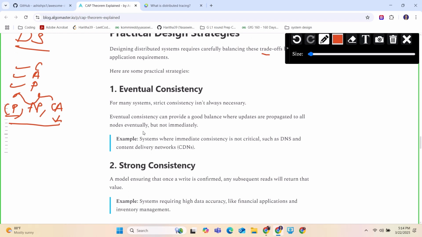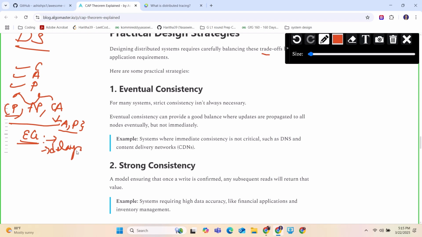Eventual consistency. What is eventual consistency? For many systems, consistency isn't always necessary. Eventual consistency can provide a good balance where updates are propagated to all nodes eventually but not immediately, that means asynchronously. It suits systems where immediate consistency is not crucial, such as DNS and content delivery networks. Eventual consistency means if the system is always available and also partition tolerant, both are happening, but you want consistency also, then you can apply the strategy of eventual consistency. It is not immediately consistent, but it will take some time, eventually. After some delay it will happen.